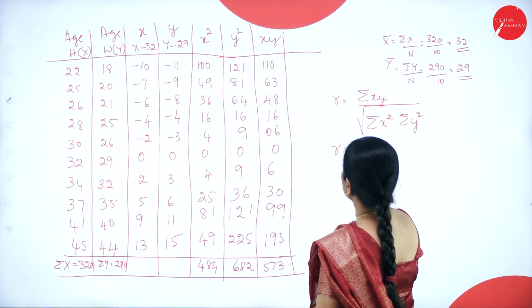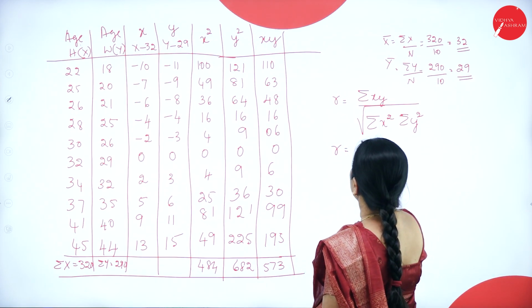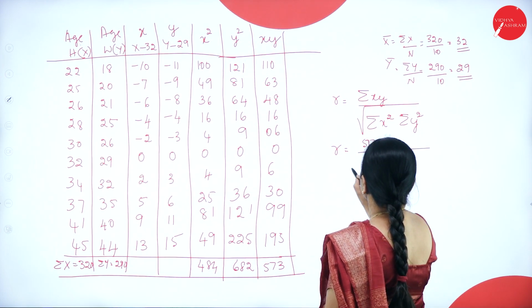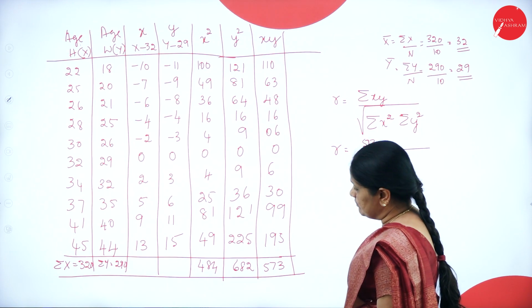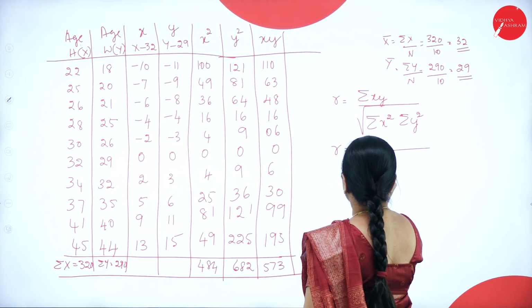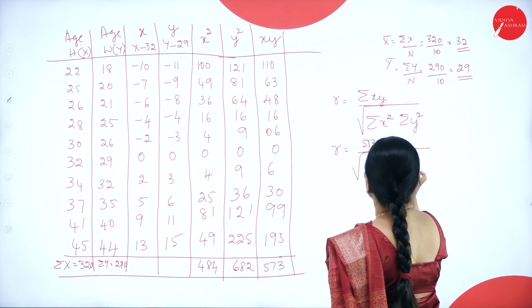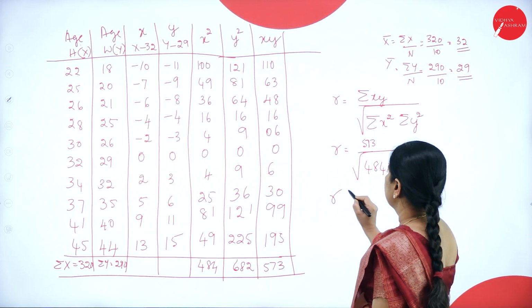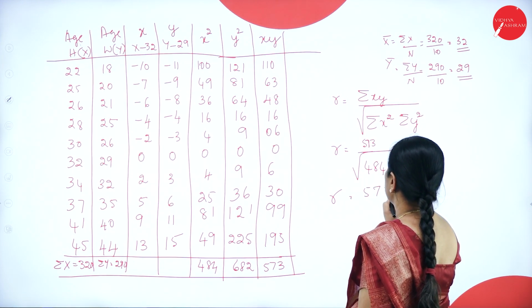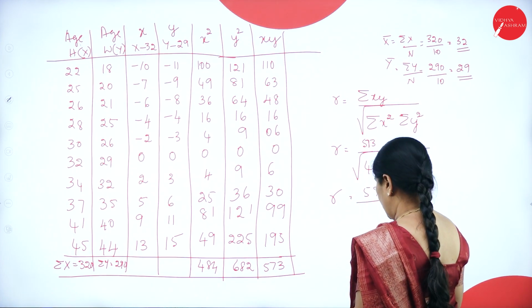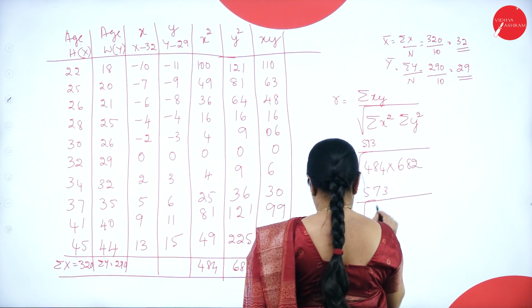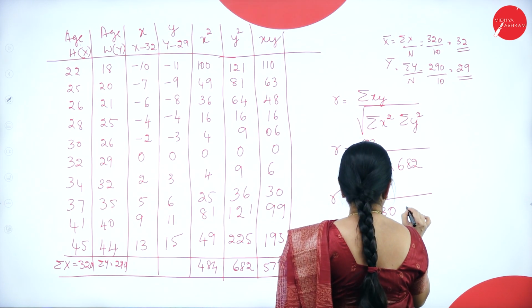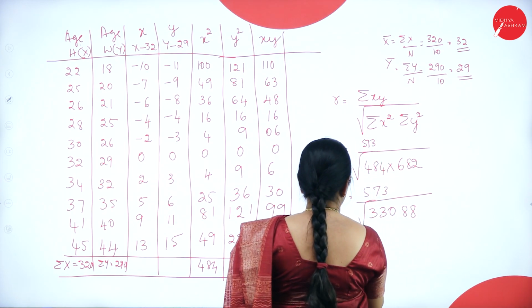So the sigma xy, what is the total here? 573. 573 divided by root of sigma x square, 484 into 682. So when I simplify this, 573 divided by root of 33088.